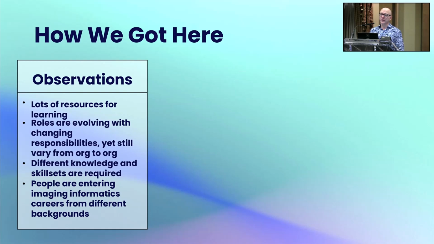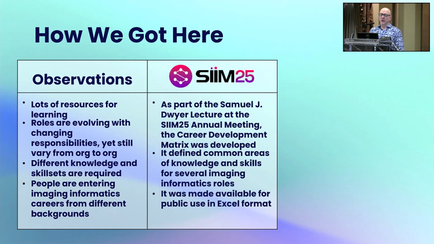So I wanted to make sure we as a community had a baseline of how do we know what type of skills we need. So I gave the SIM 2025 annual meeting Sam Dwyer lecture, so the keynote. And as part of preparation for that, I created this massive matrix, which I'm going to talk a little bit about. And that matrix was a gigantic spreadsheet, which for some people it's very exciting, giant spreadsheets. For many people, not so much. So we found it wasn't as accessible as we'd like.